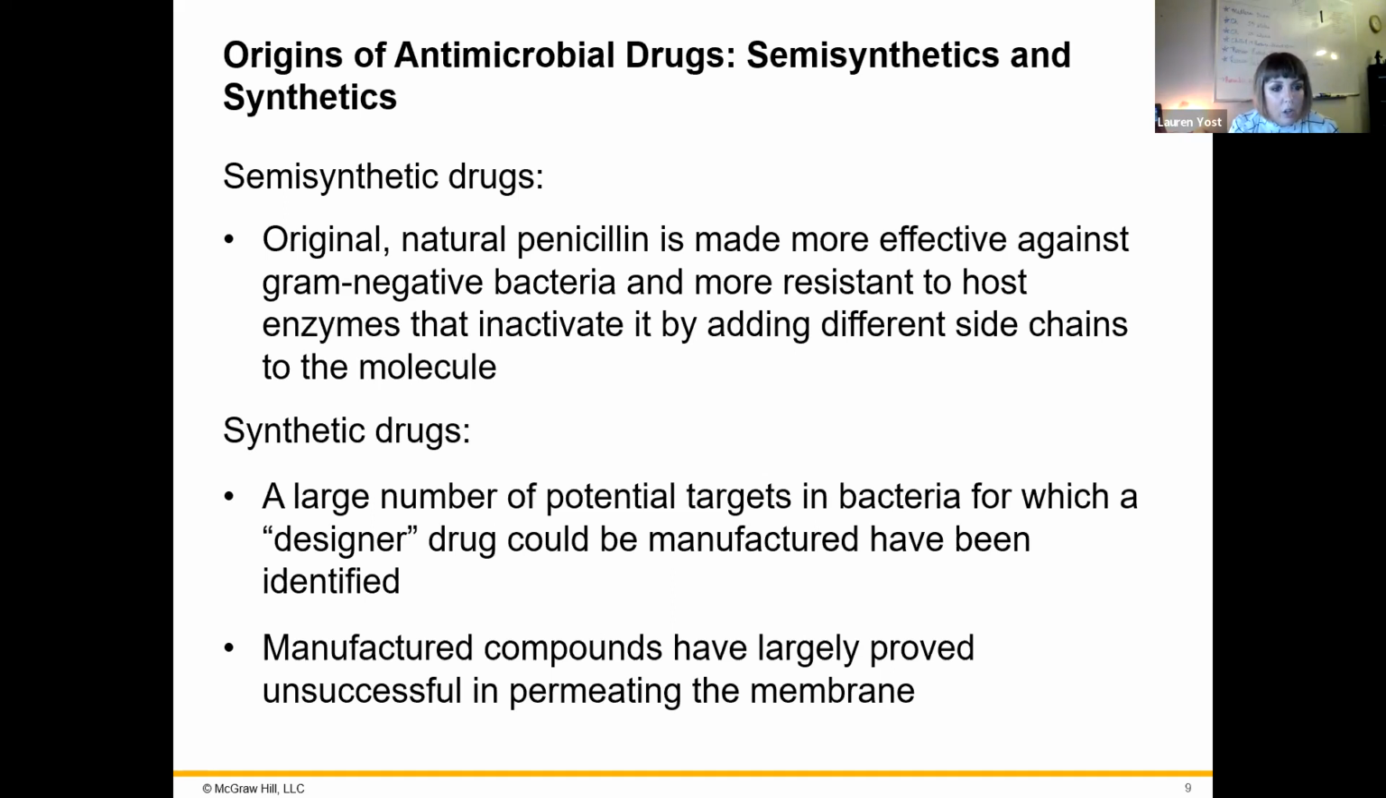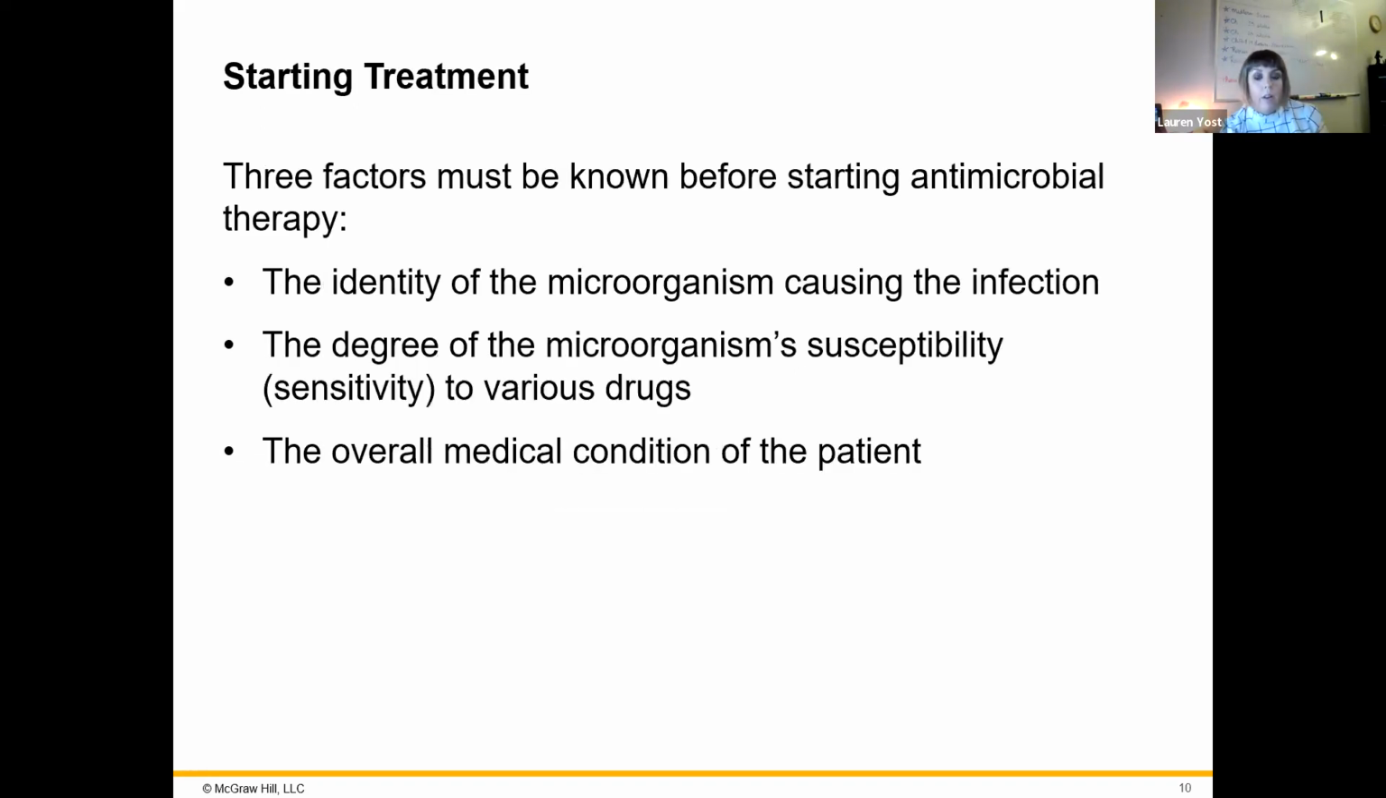Then we have synthetic drugs, like designer drugs that could be manufactured straight up, from scratch. Right. Manufactured compounds have largely proved unsuccessful in permeating the membrane because we don't have a wide enough understanding of how to get something into a cell. So that's why a lot of the stuff is based off of the structures of existing drugs.